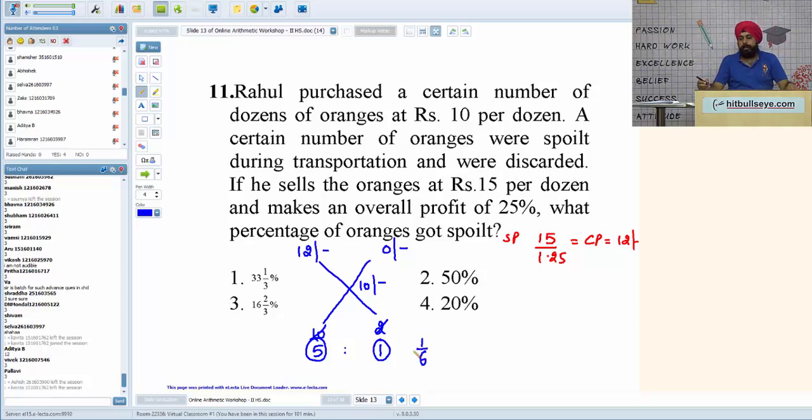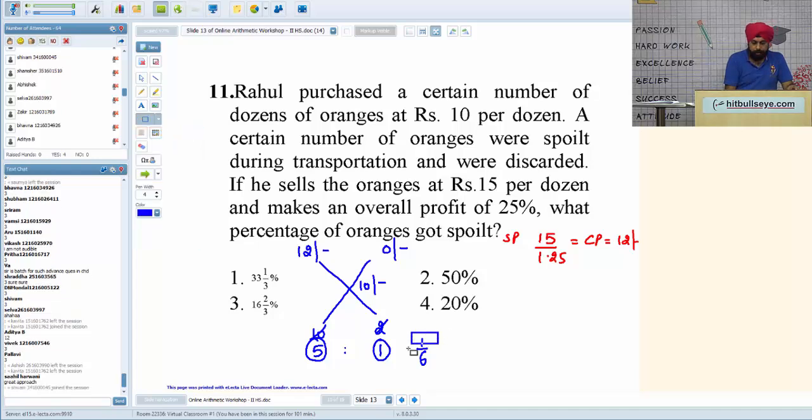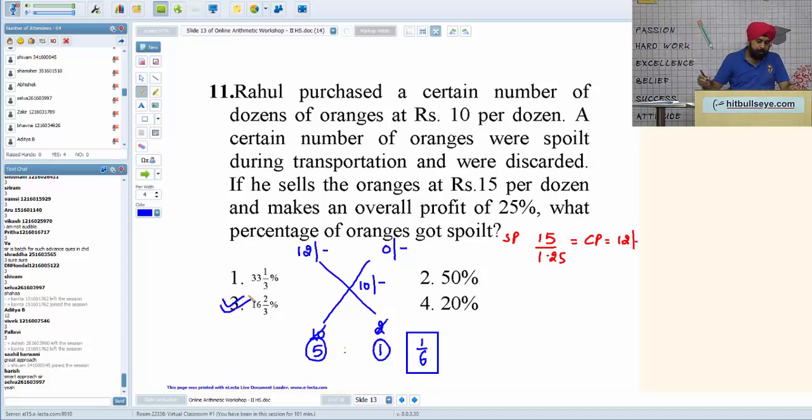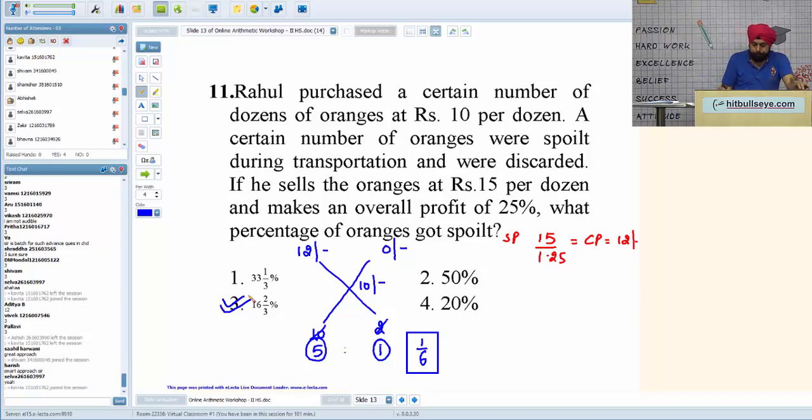1/6, because one apple, or orange, is spoiled and there are 5 which are okay, so 1/6 of the oranges are spoiled, which comes out to be 16 2/3%. Yeah, that is the best approach, students. I can say if you can apply this, you can really make it really simple. Second, if you make an equation, even then you can solve it perfectly okay.